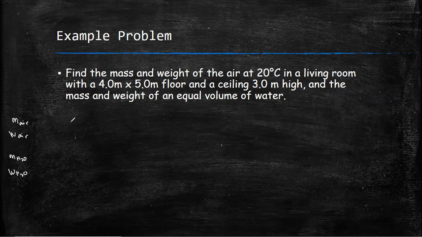So let's start off with finding the mass of air. Using the formula that density is equal to mass divided by volume, we can solve for mass by getting the product of density and volume. The density of air is equal to 1.2 kilogram per cubic meter times 4 times 5 times 3, which is the volume of the room, equal to 60 cubic meter. Therefore, the mass of air is equal to 72 kilogram.